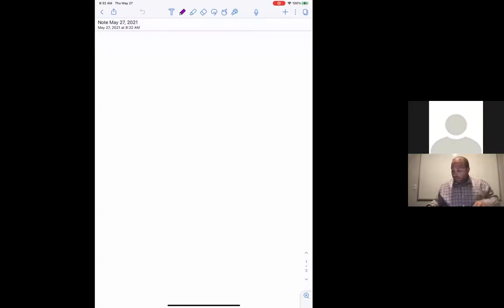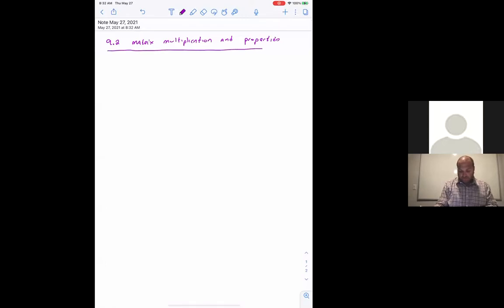And welcome back. We are now moving on to section 9.2 on matrix multiplication and various properties. Matrix multiplication and some properties of multiplication.